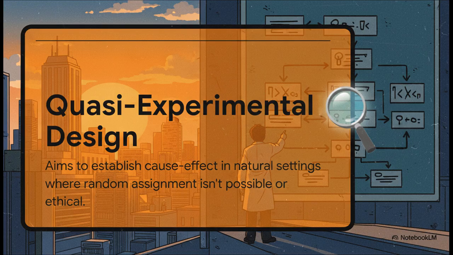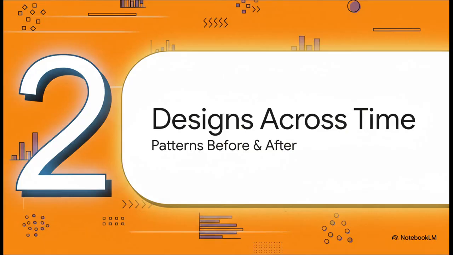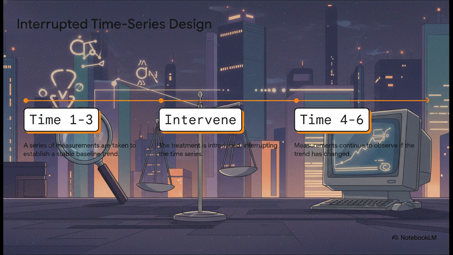Now, within this quasi-experimental family, some of the most clever tools are the ones that look for patterns by tracking how things change over a period of time. And this is a brilliant one, the interrupted time series design. So imagine you're tracking something, let's say company sales every month. You get a nice stable trend line.